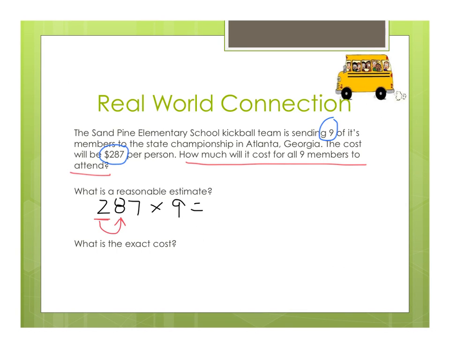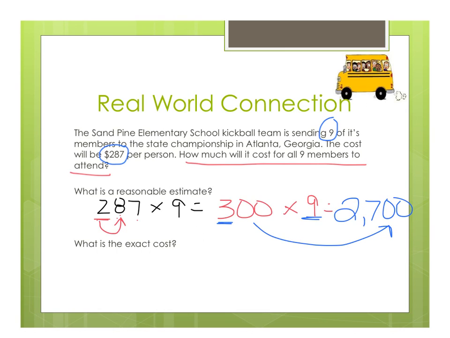Because the 8 is 5 or more, we're going to raise the score by 1 of our underlined digit. That 2 turns into a 3, and the 2 places behind it turn into zeros. Our single digit remains the same, a 9. Use those basic facts. 3 times 9 is 27. Bring those 2 zeros over. It's going to cost about $2,700 to send those Sandpine kids to Atlanta, Georgia. We have an estimate. Now let's use our algorithm to find the exact cost.